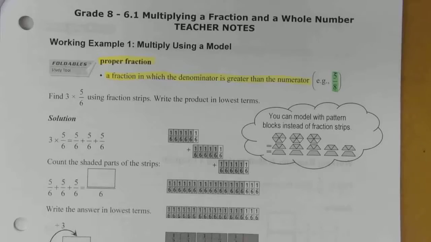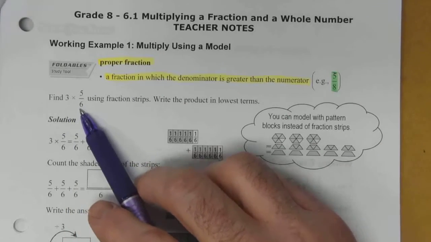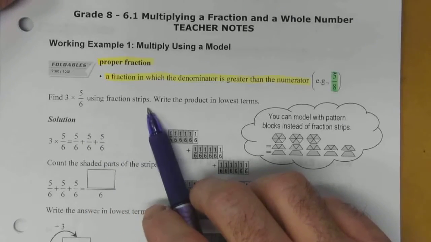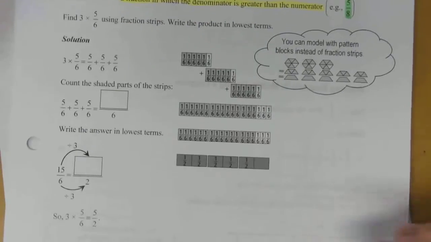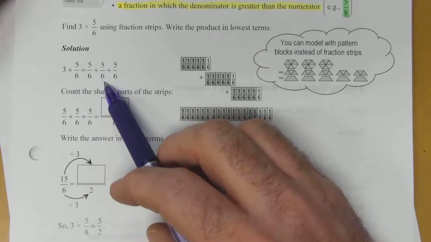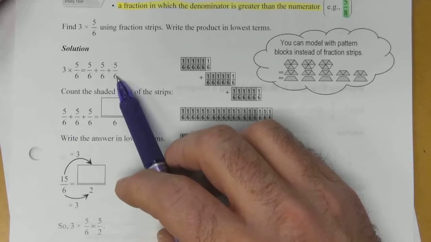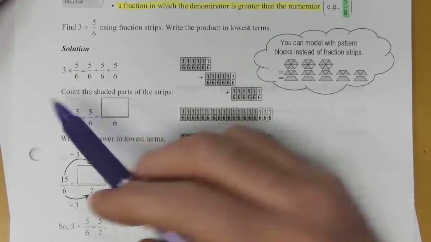Now, question is, find 3 times 5/6 using fraction strips and then write the product in lowest terms. So let's take a look. 3 times 5/6, what that means is that we're going to have 5/6 added together 3 times. Once, twice, 3 times. That's 3 times 5/6. If you do repeated addition, that's the same as multiplying.